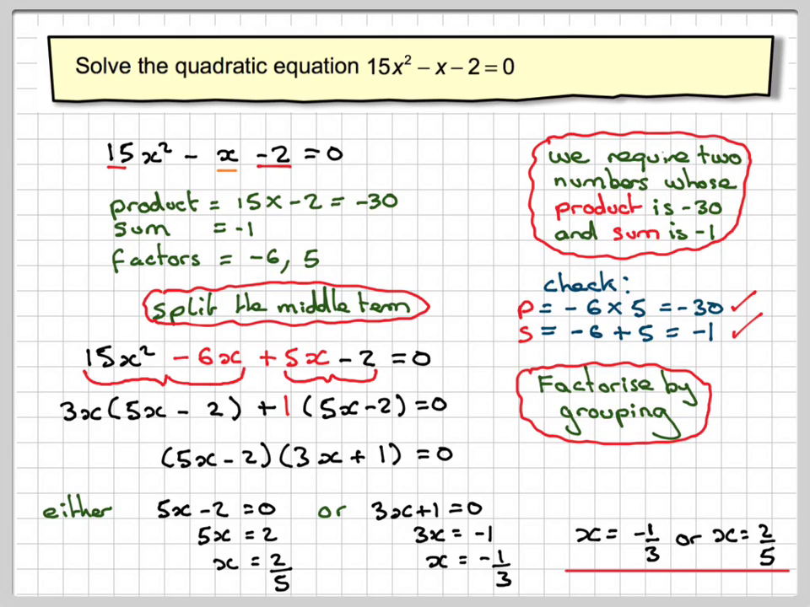And therefore we have our two answers, which is x is minus 1 over 3 or x is 2 over 5. So this has been a video to show you how to do a quadratic equation where the first term is not equal to 1 and how to solve it by factorisation.